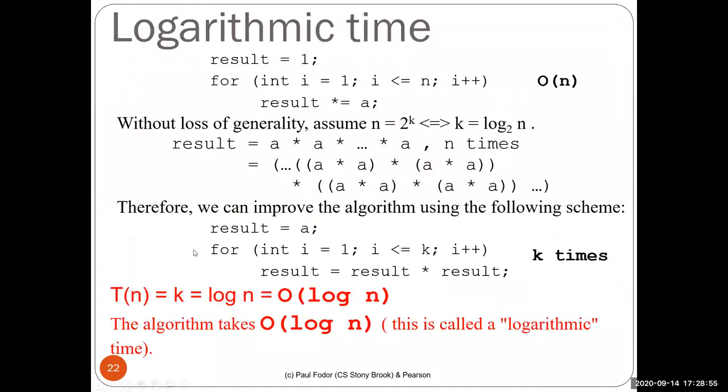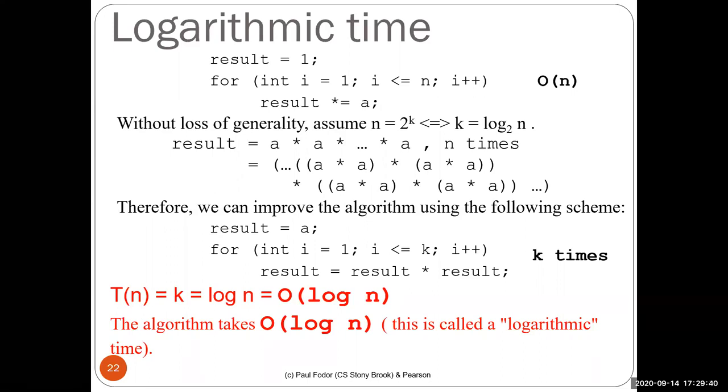Okay. Now, logarithmic time. Suppose that you want to compute a big product, multiplying a number a, n times. The first algorithm that you would write is that a variable result is assigned 1, and then for every i from 1 to n, including 1 and including n, you multiply the current result with a. You do it n times, and in the end the result will be a to the power n. So basically you multiplied n times the same value a.